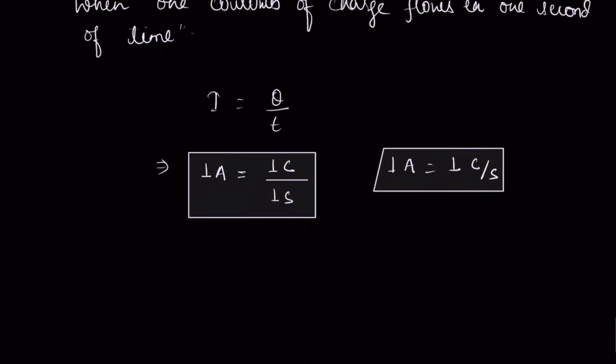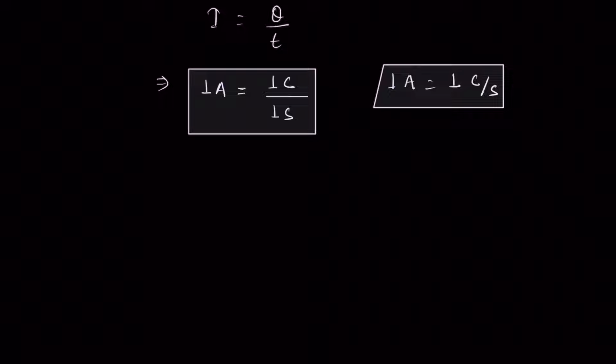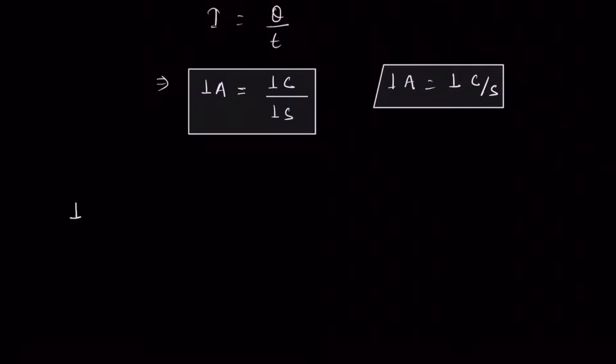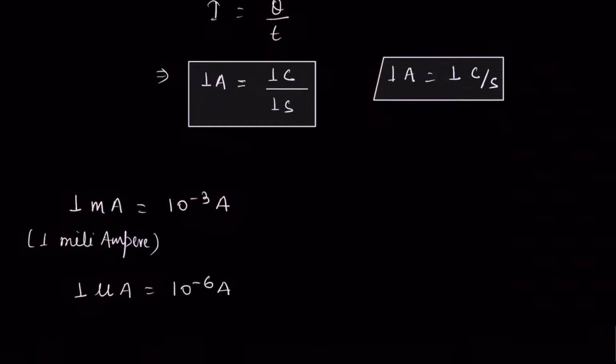Sometimes we use smaller units of current like 1 milliampere. So it is equal to 10 to the power minus 3 ampere. This is 1 milliampere. Similarly, 1 microampere is represented as mu A. It is equal to 10 to the power minus 6 ampere.